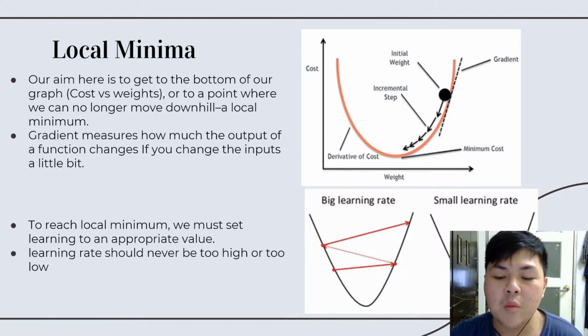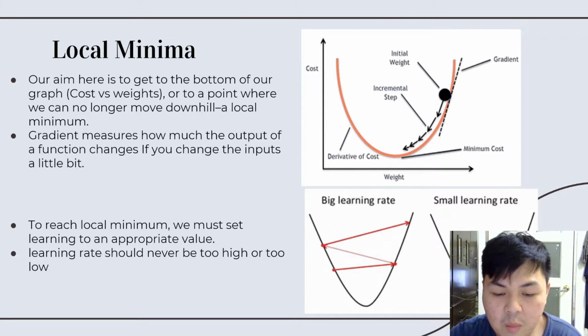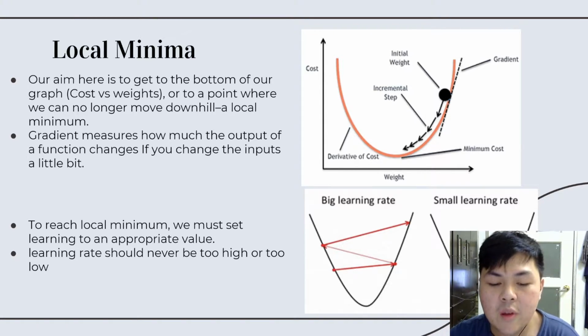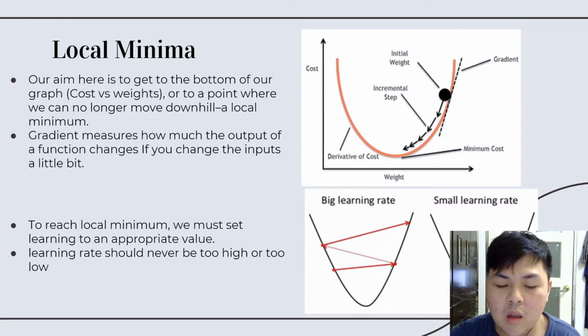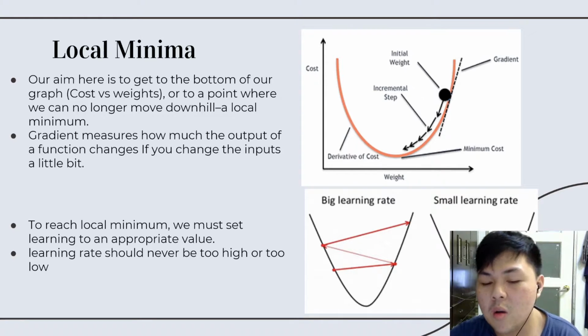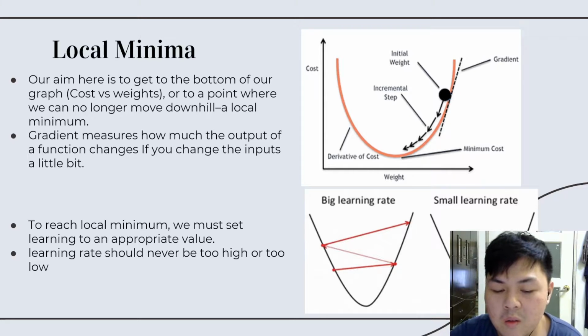We cannot set the learning rate too high or too low, because if the step is too big, it may not reach the local minimum, and it will also bounce back and forth across the convex function of the gradient descent. And if we set the learning rate to a very small value, the gradient descent will eventually reach the local minimum, but that may take a while. So that's why the learning rate should never be too high or too low.